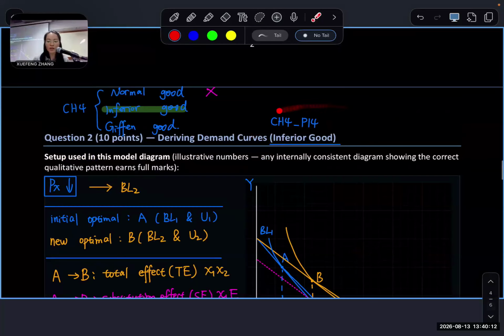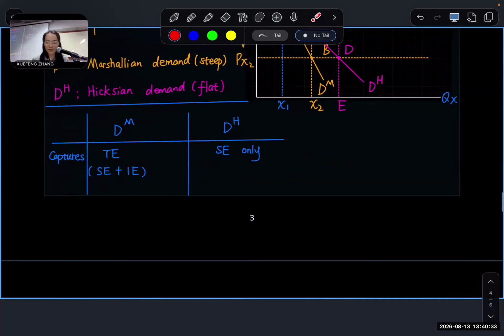This one I taught you before, okay? Normal, inferior, and given good. So please pay attention for these 2 goods. Here I ask you to do the inferior. If I ask you to draw the given, can you do that? Okay, next one.